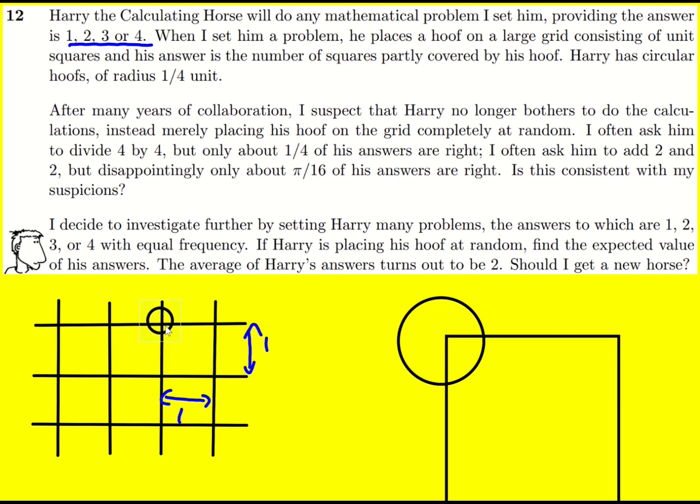Let's go to 4 next. 4 is going to be something like this. And there is going to be an occasion when he can get 3, where it just doesn't quite hit one of the other squares.